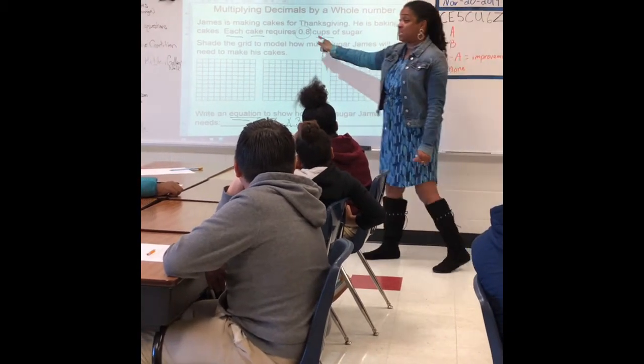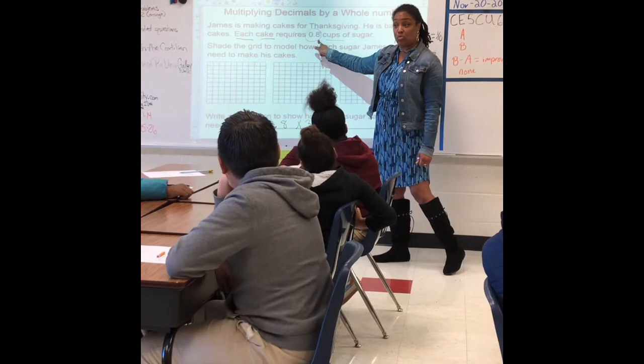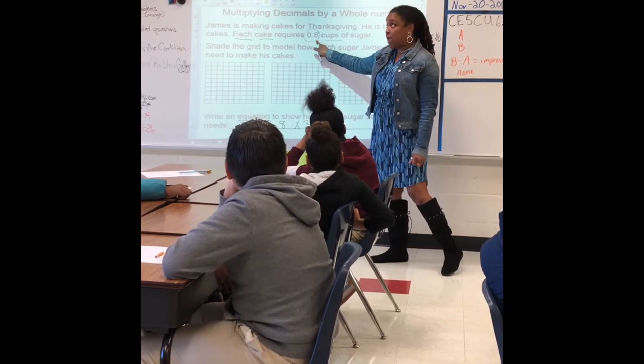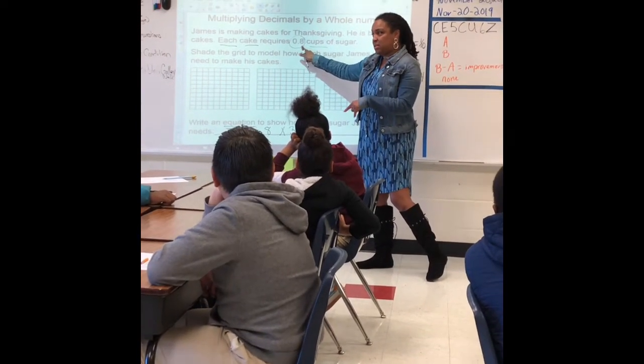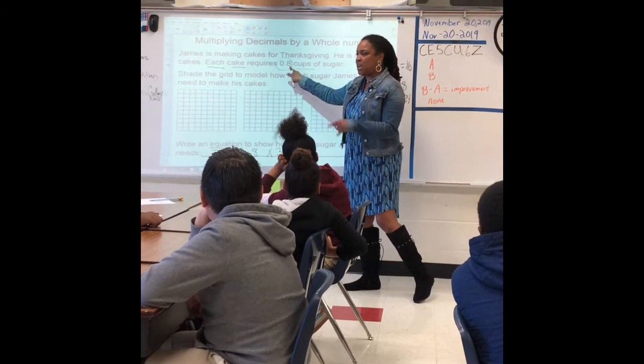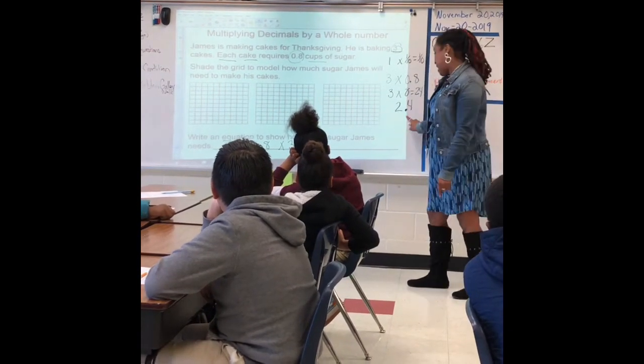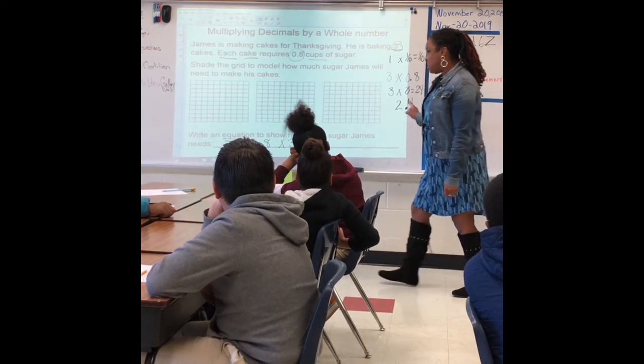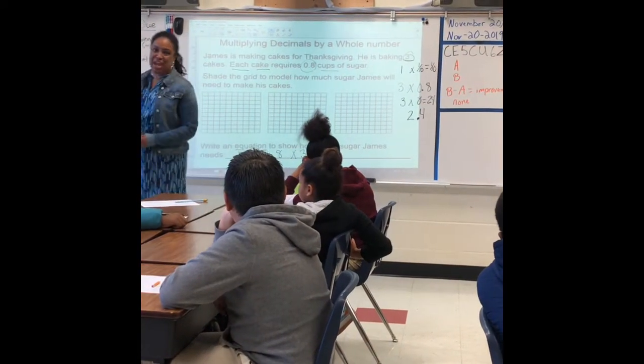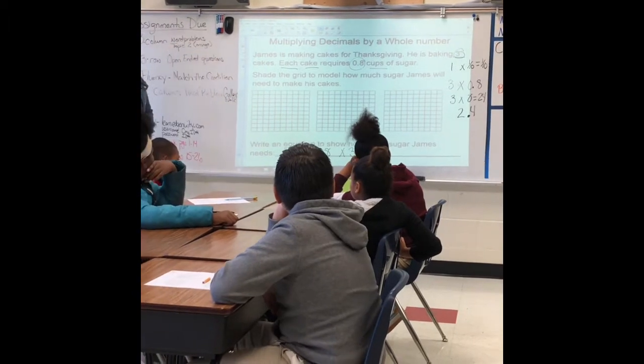I know 8/10 is almost 1. Okay? So another 8/10 is another almost 1. And another 8/10 is almost 1. So I know I at least have 2. So this makes sense. So how do I shade it in on my grid?